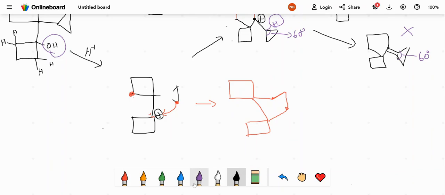at this position, right? So this carbon is linked here, the bond will be broken. That is why this carbon will now have the plus charge. That is, the plus charge will be shifted here.